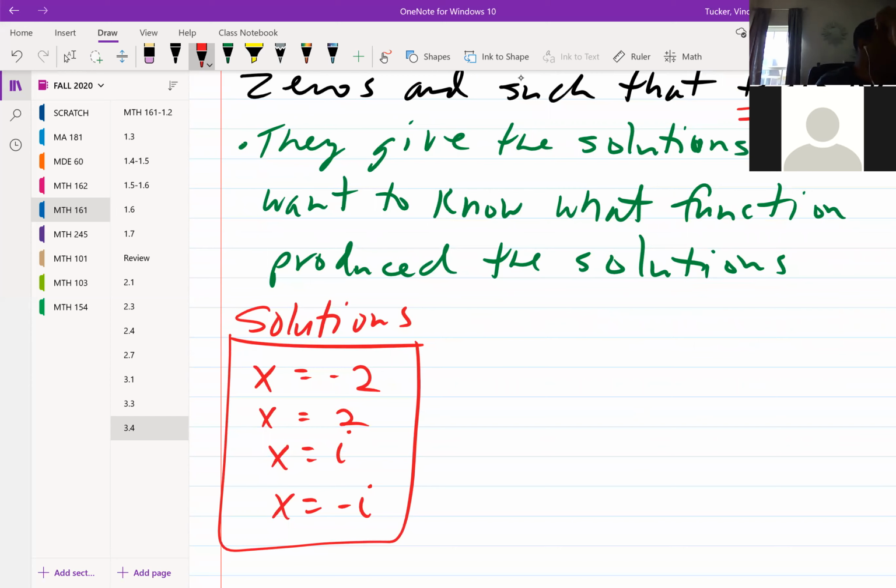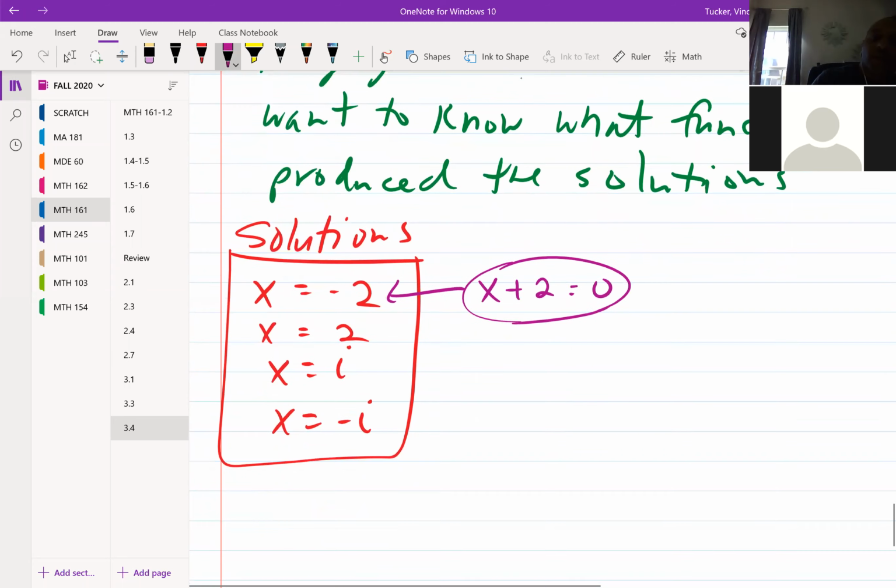Once again, that negative i comes from the complex conjugate theorem. If I have an imaginary or complex number as a solution, then the conjugate will also be a solution. So now, don't forget how these solutions came to be. In order for me to get x equal to negative 2, I had to have x plus 2 equal to 0 first, right? If I subtract 2 from both sides, that's how I get negative 2 as a solution.